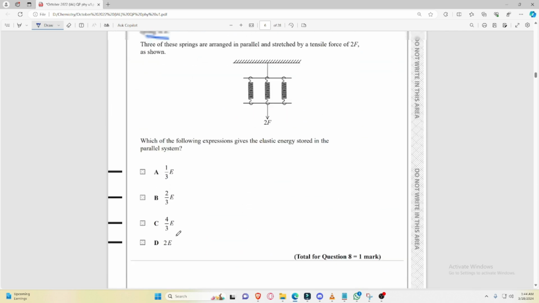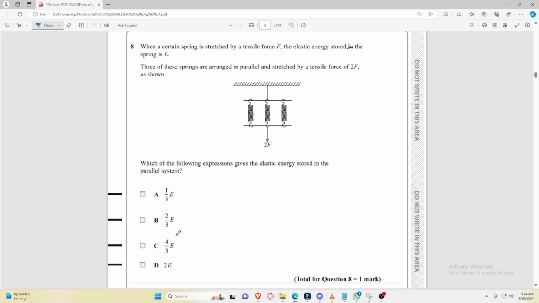Next question. When a certain spring is stretched by a tensile force F, the elastic energy stored is E. So if I take a spring and give a force of F, what is the energy stored formula? Half times force times extension. Half times force times extension. So in this case they told us the value is E. So half F delta X, this value is E. That is what they mean.